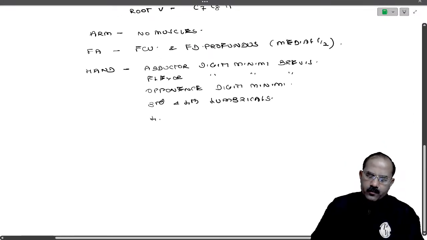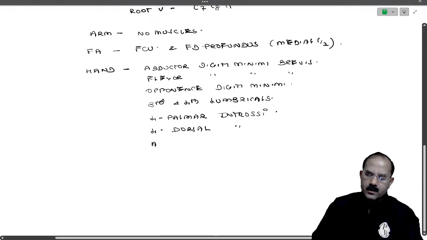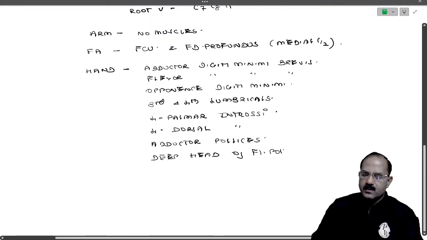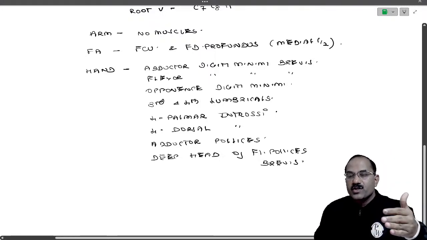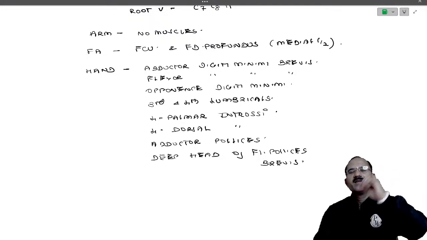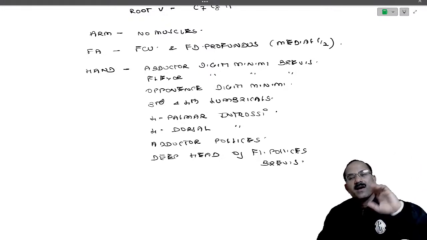then 4 palmar interossei, 4 dorsal interossei, adductor pollicis and the deep head of flexor pollicis brevis. Children, the superficial head of flexor pollicis brevis is supplied by which nerve? Median nerve. The deep head of flexor pollicis brevis is supplied by the ulnar nerve.